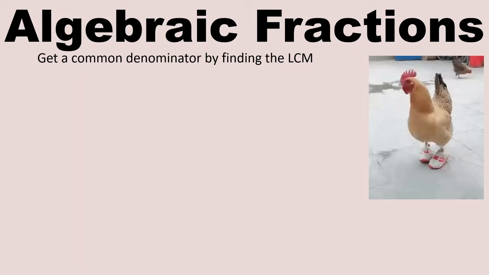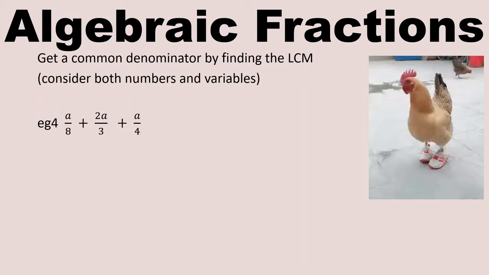Let's get our common denominators this time of these algebraic fractions. Think about your lowest common multiple. That might include both a number and a variable. In this case, I've got 3 algebraic fractions. However, the denominators are numbers, so we don't need to worry so much about the letters on the top. Let's just get the denominators the same.